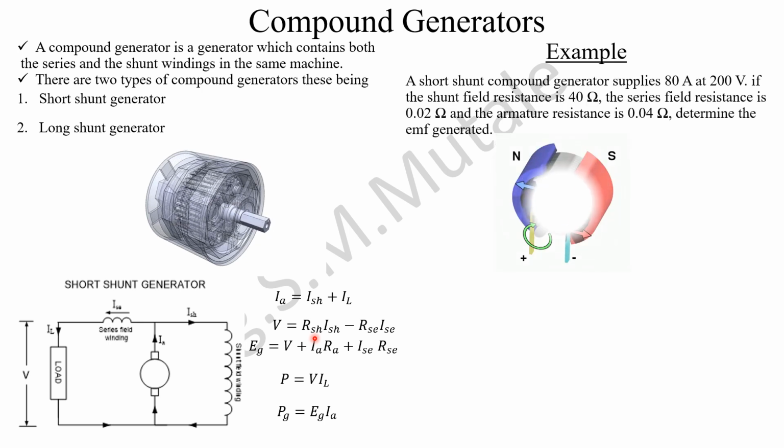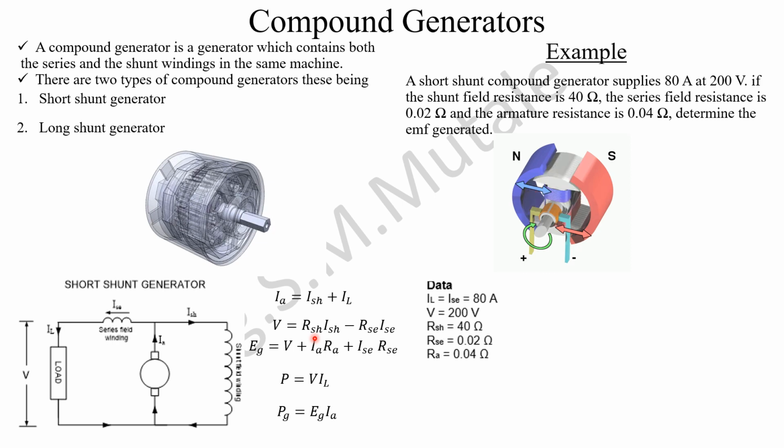So the question is saying, a short shunt compound generator supplies 80 amps at 200 volts. If the shunt field is 40 ohms, the series field resistance is 0.02 and the armature resistance is 0.04. Determine the generated EMF. So the generated EMF, we just analyze the data. This is what we've been given.